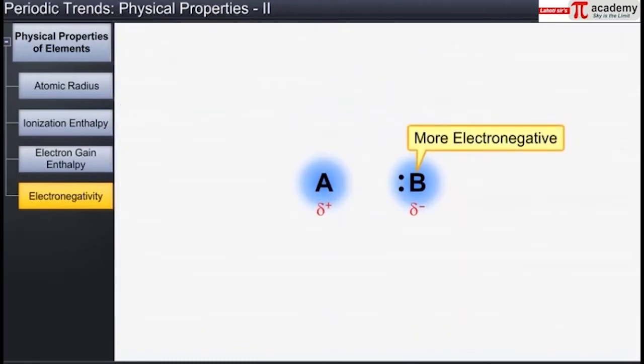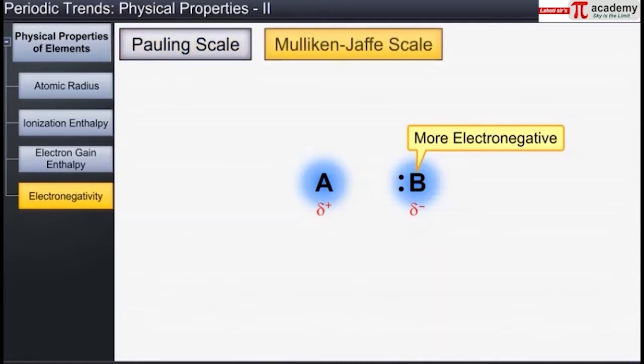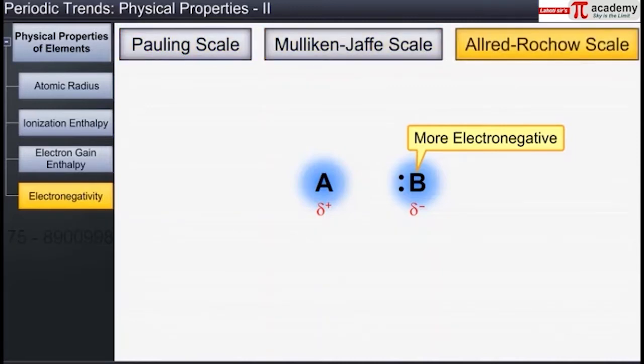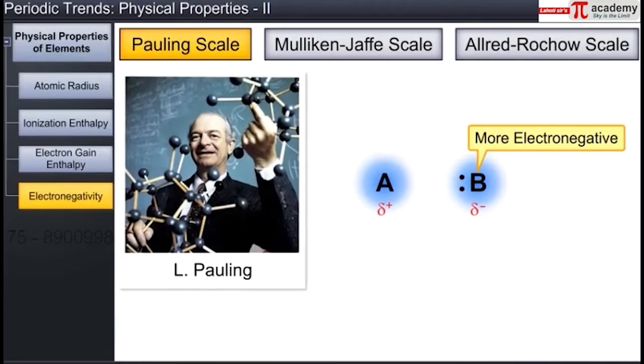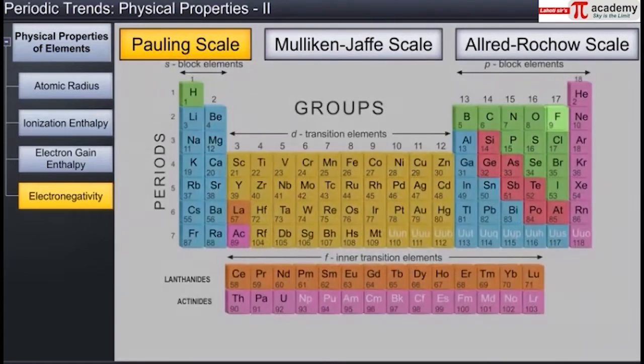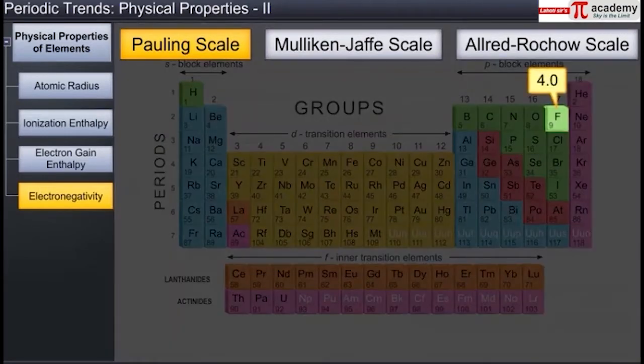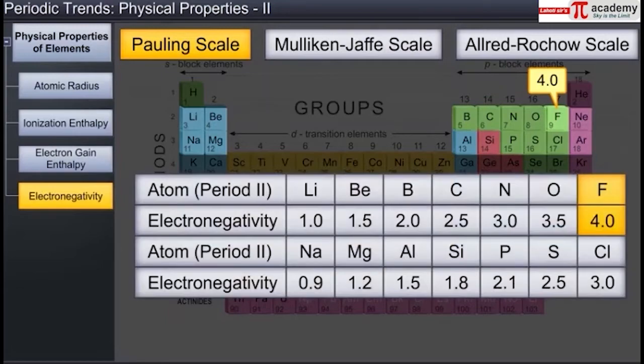Although electronegativity is a qualitative measure, different scales have been developed to measure it, such as Pauling scale, Mulliken-Jaffe scale, and Aldred-Rochow scale. Of these scales, the Pauling scale, named after its discoverer Linus Pauling, is the most widely used scale to measure electronegativity. Pauling assigned an arbitrary value of 4.0 to fluorine. The table shows the approximate value for the electronegativity of few elements based on the Pauling scale.